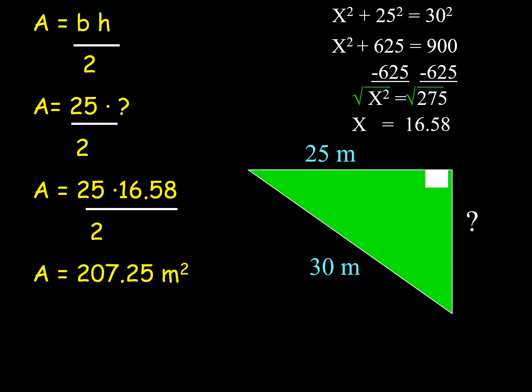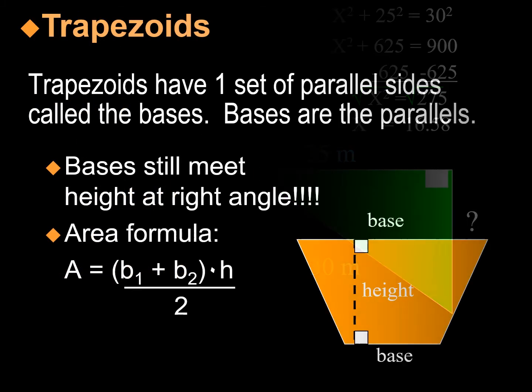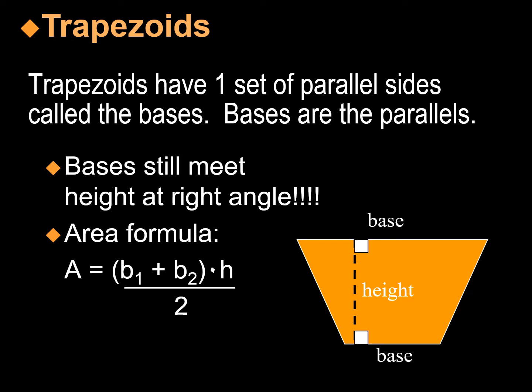207.25. Nothing to it. Alright, trapezoids are next. Trapezoids are weird little things, but they have a formula that's very similar to what we've been doing.